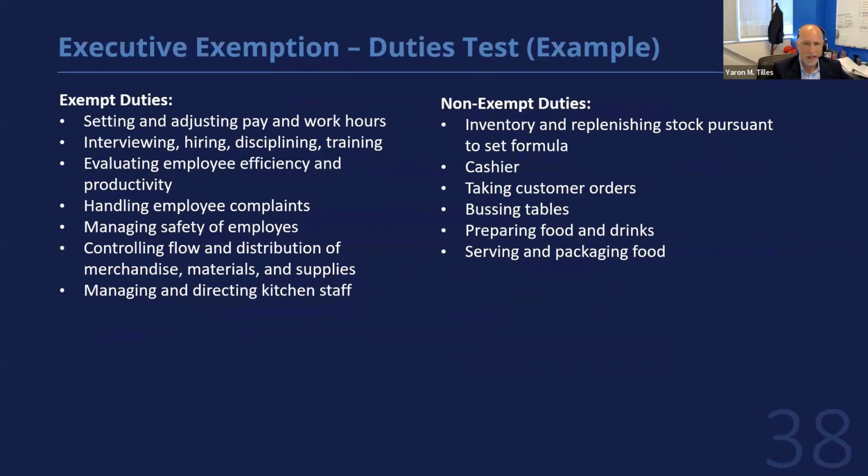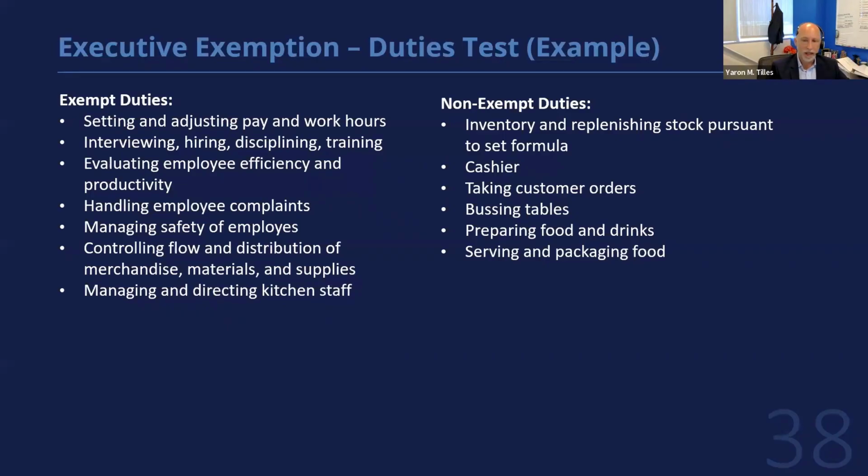So here's just an example of some duties that are characterized as exempt versus non-exempt for the restaurant space. So in that particular industry, exempt duties may include setting and adjusting pay and work hours, interviewing, hiring, disciplining, and training employees, evaluating employee efficiency and productivity, handling employee complaints, managing safety of employees, controlling flow and distribution of merchandise, materials, and supplies, managing and directing kitchen staff.